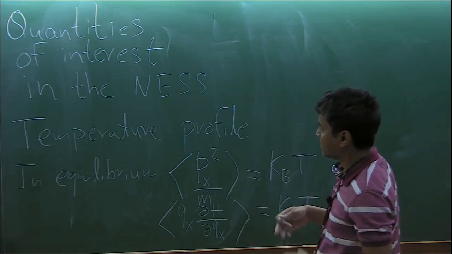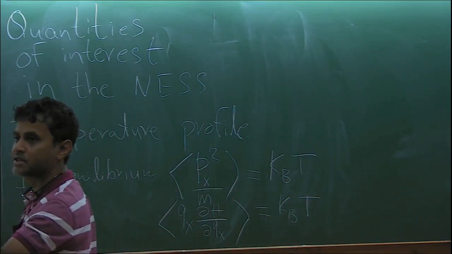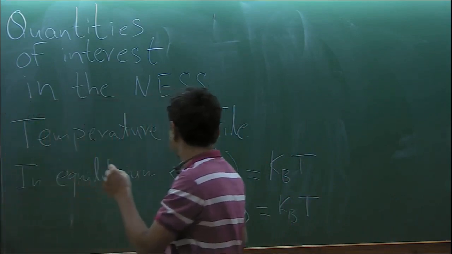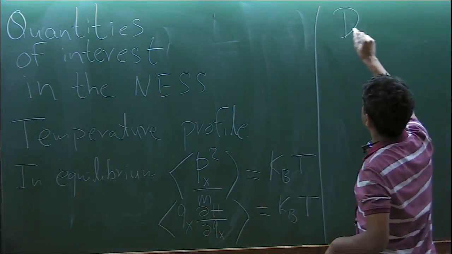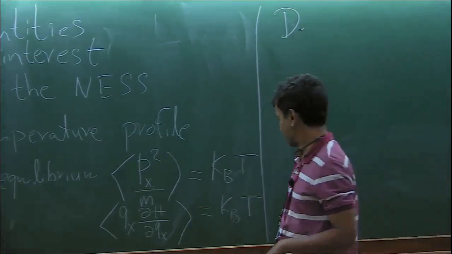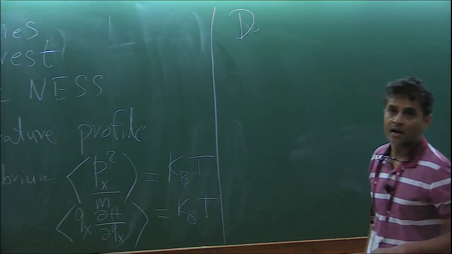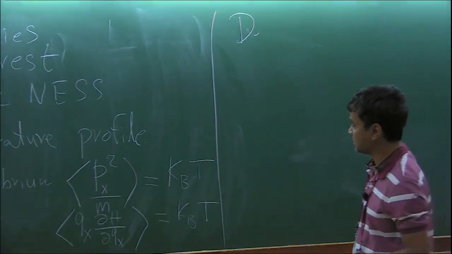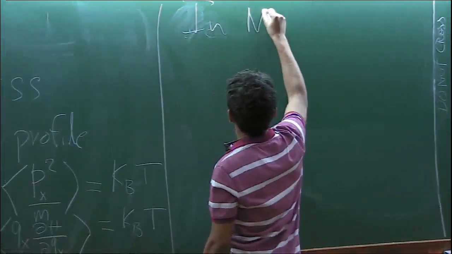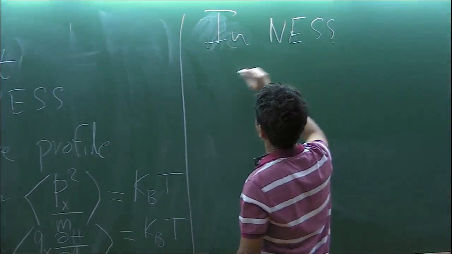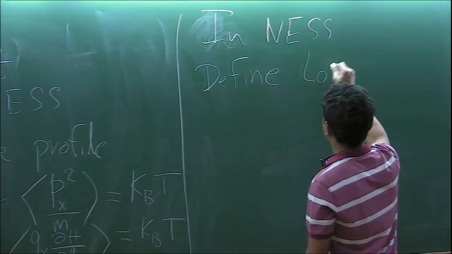In this kind of a framework, what we expect, of course, is that temperature changes at various places, but we just define the, sorry, no, this is just kBT. Yeah, this is just kBT. Okay, so in the non-equilibrium steady state, we just define a local temperature at a point.